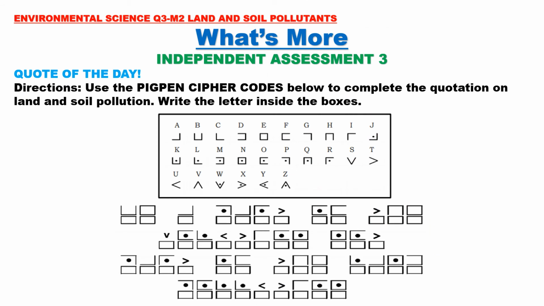Next, Independent Assessment 3, Quote of the Day. Use the Pigpen cipher codes below to complete the quotation on land and soil pollution. Write the letter inside the boxes.